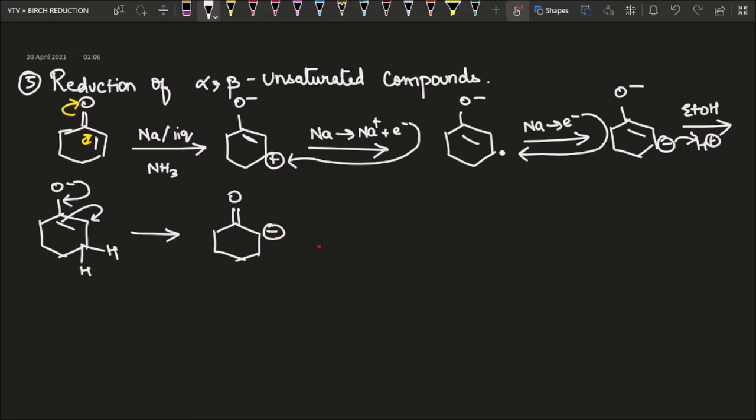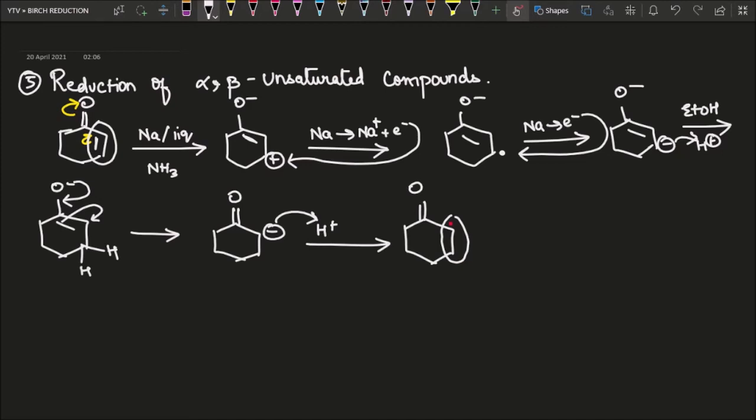Again in this negative charge, what will happen? Again ethanol is going to provide H plus, and this is going to get reduced. So if you see overall, what has happened is that alpha beta unsaturated double bond has been reduced. That is the overall reaction that has occurred. So the reagent sodium in liquid ammonia can also be used to reduce the alpha beta unsaturated double bonds. That is the fifth application of Birch reduction reaction.